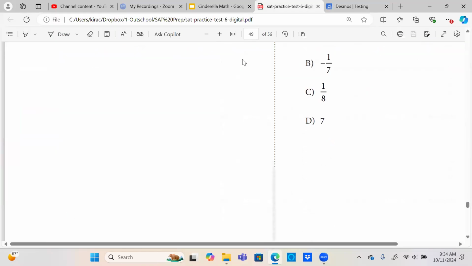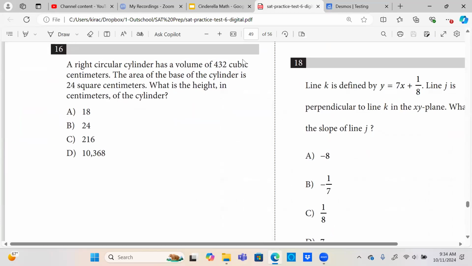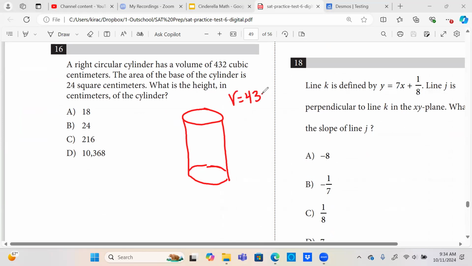16. Where is he? There he is. A right circular cylinder has a volume of 432. Please excuse my drawings. I'm not very good. Okay, so we have a volume of 432 cubic centimeters, right? The area of the base, so this circle or the top one, doesn't really matter. The area of the base is 24 centimeters squared.